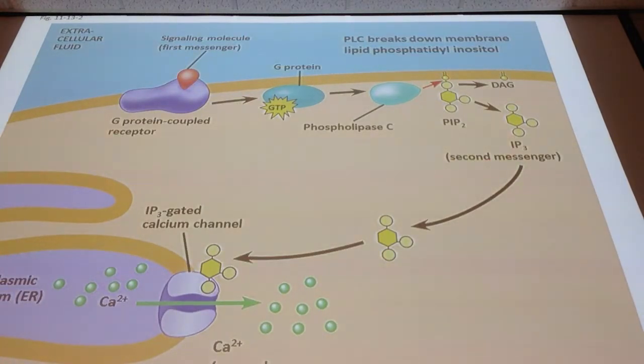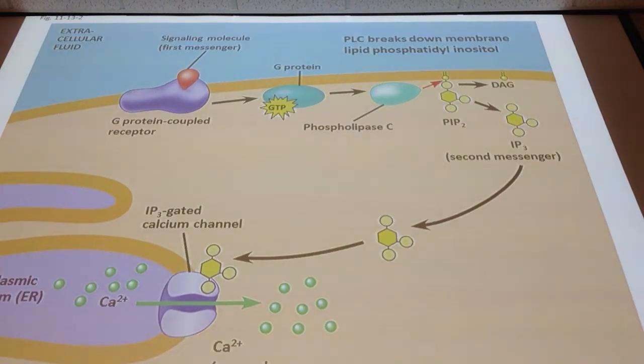Let's talk about the IP3 first. What does IP3 do? You can view it as another example of a second messenger. And what it does is that it will either get transported to the ER and activate a calcium ion channel in the ER membrane, or sometimes it can actually move and activate the calcium ion channel in the plasma membrane as well. So you have calcium ion channels in multiple membranes. It can be the plasma membrane, it can be the ER membrane.